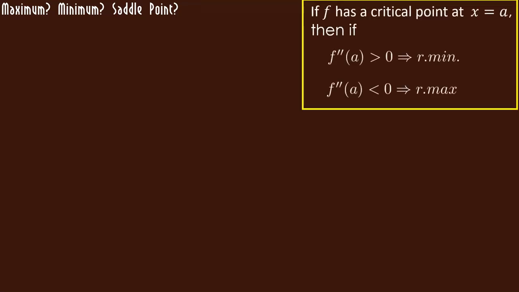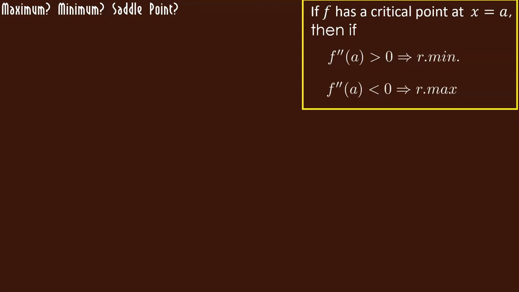So remember back in Calc 1, when you found a critical point at, say, x equals a, and you plugged it into the second derivative: if the second derivative at that point is positive, then your function is concave up, so at that point you have a minimum. And if the second derivative at a is negative, then your function is concave down, so you had a relative maximum. We're going to try to develop the same kind of thing, but for multivariable.